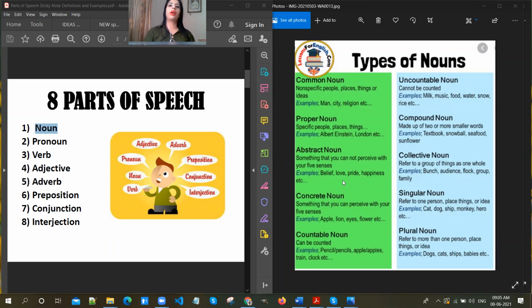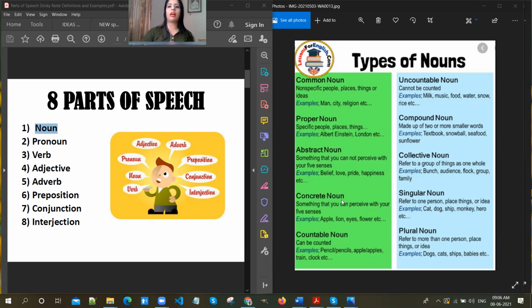Yes, wonderful. So abstract nouns are the nouns which are used for things that we cannot perceive, right? Something that you cannot perceive with your 5 senses. For example, belief, love, pride, happiness. उन चीजों के लिए जिनको हम measure नहीं कर सकते, जिनको हम माप नहीं सकते, तो उनके लिए हम use करते हैं, right, the words, and these are known as abstract nouns. For example, happiness, sad, love, hate, right?